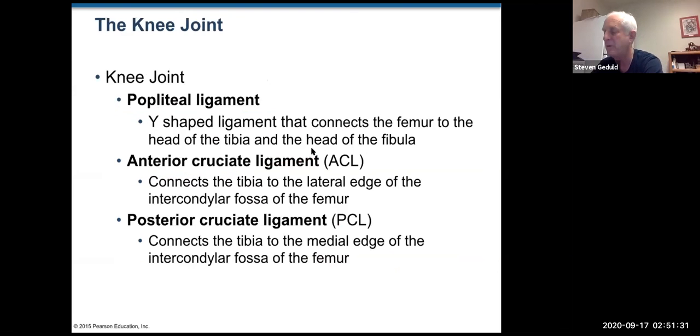Okay, there's a picture of all these in just a second here too. In the knee, you have the popliteal ligament, which is a Y-shaped ligament. It connects the femur to the head of the tibia and the head of the fibula. The ACL, which causes a lot of damage, the sports injury, connects the tibia to the lateral edge of the intercondylar fossa of the femur because it runs at an angle through the knee. When the knee twists, that's the ligament that gets torn, the anterior cruciate ligament, the ACL. The posterior cruciate ligament connects the tibia to the medial edge of the intercondylar fossa of the femur bone.